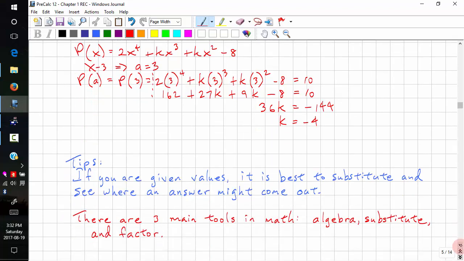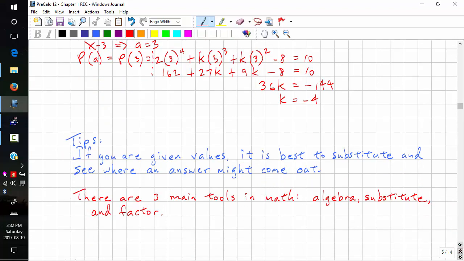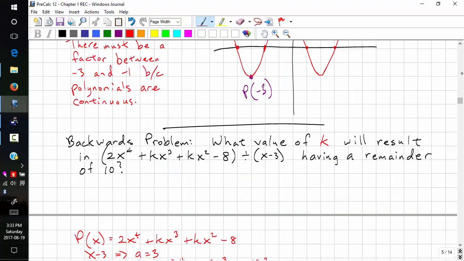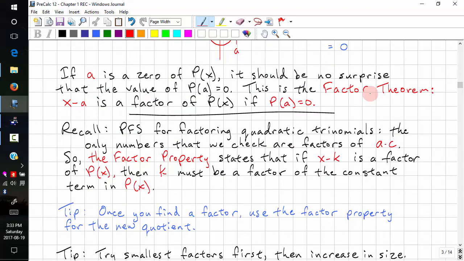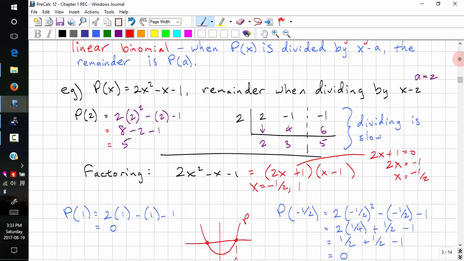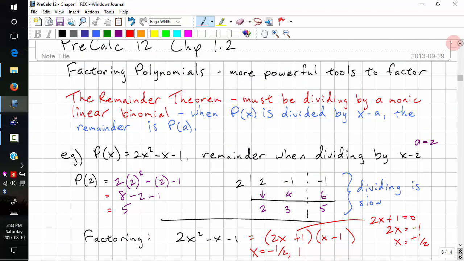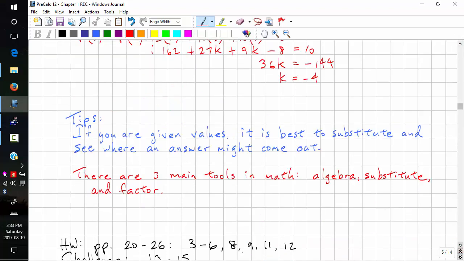So tips. If you're given values, it's best to substitute and see where an answer might come out. And in math, there's always 3 main tools that we use: algebra, substitution, and factoring. These are the factor tools that we've learned: factor property, factor theorem, and the remainder theorem. And that completes this lesson.